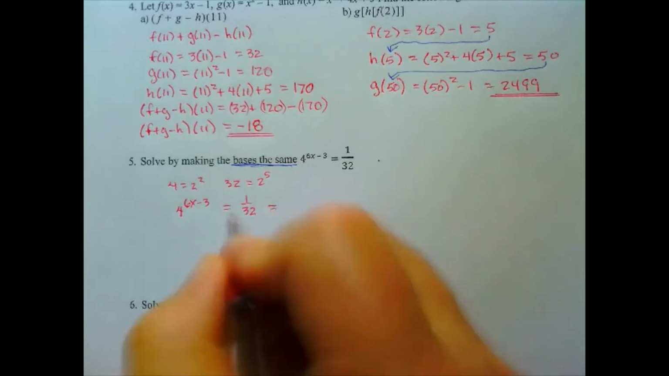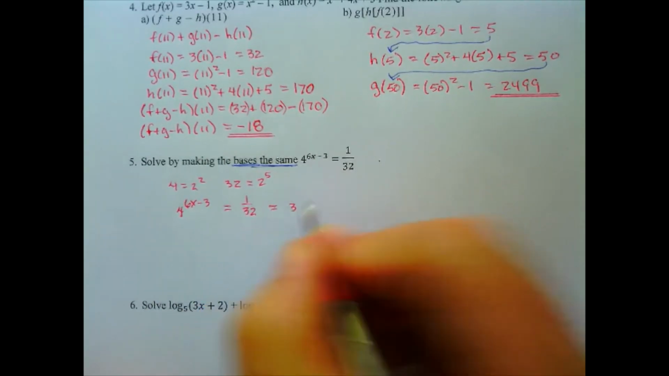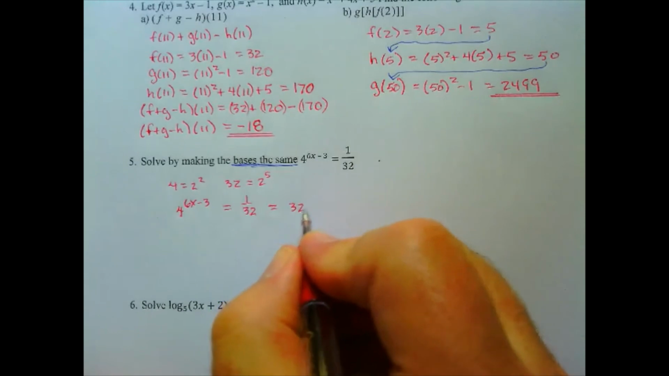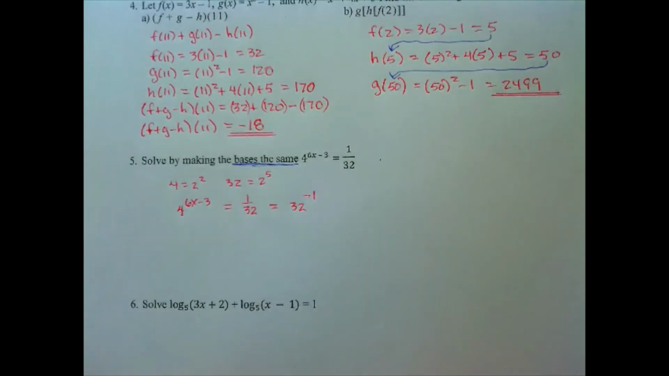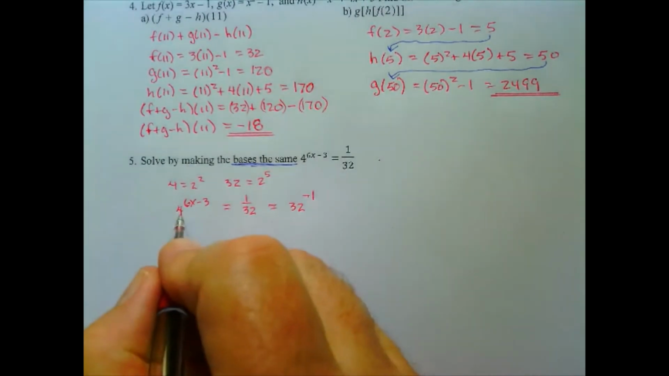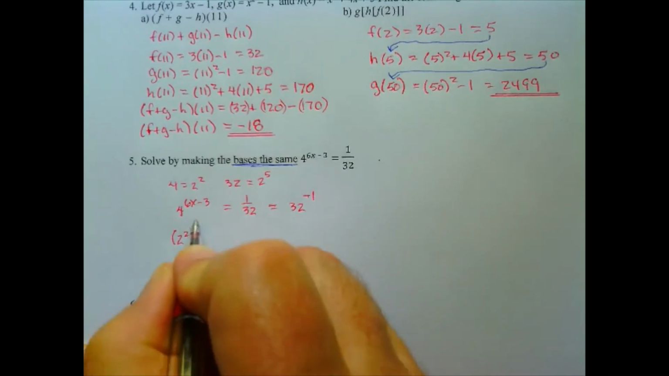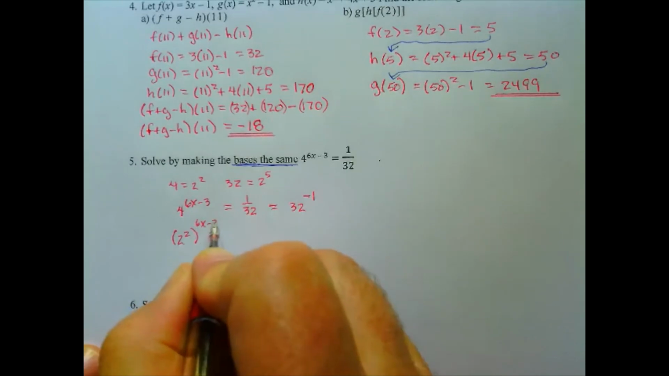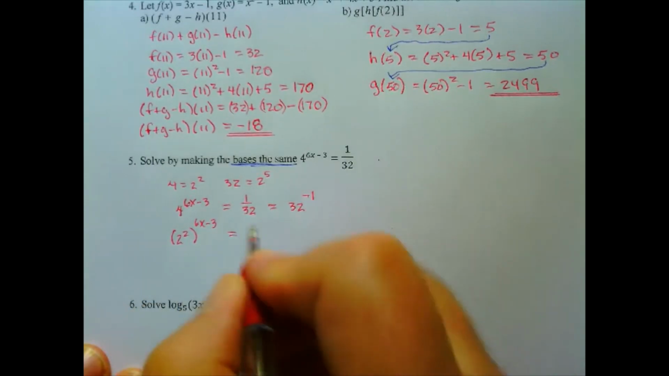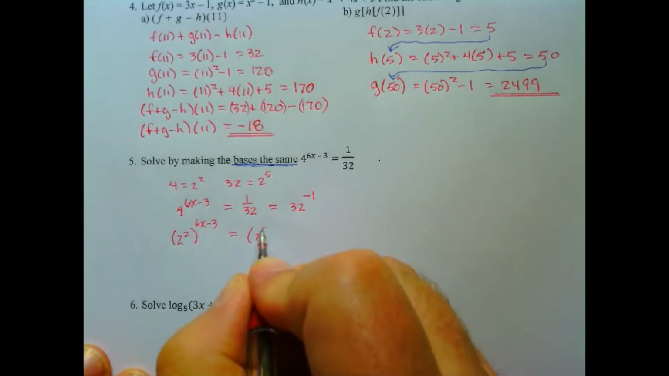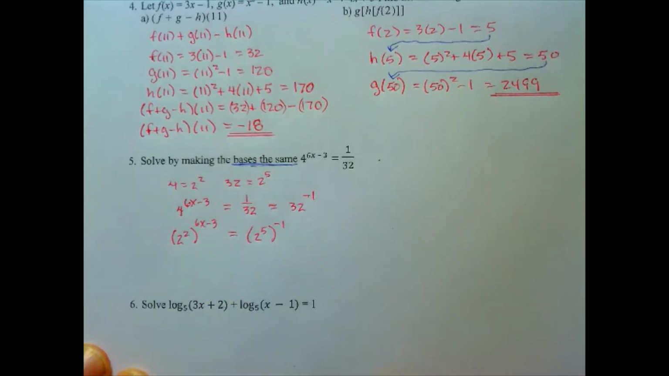But that 1 over 32 can also be seen like that. Remember, that's what a negative exponent does. It means 1 over. So now, replacing the 4, I'm going to have 2 squared, and then to the 6x subtract 3. And for the 32, I'm going to have 2 to the 5th to the negative 1.